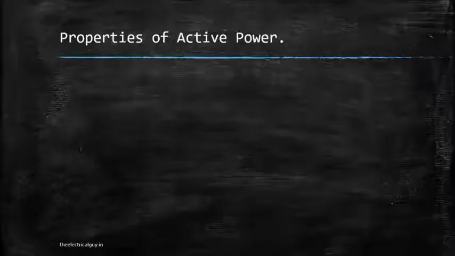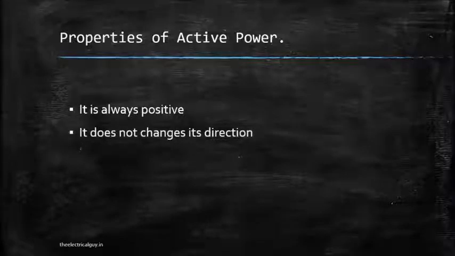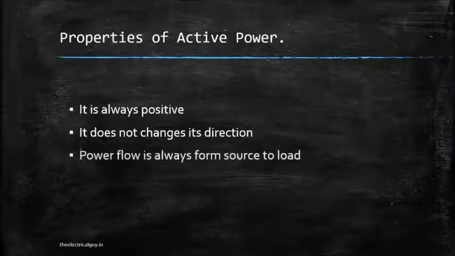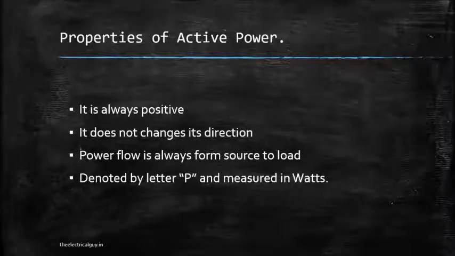Now let's see what are the properties of active power. It remains positive always. It does not change its direction. That means it only remains on the positive side, it will never go to the negative side. Power flow is always from source to load. It is denoted by letter P and measured in watts.